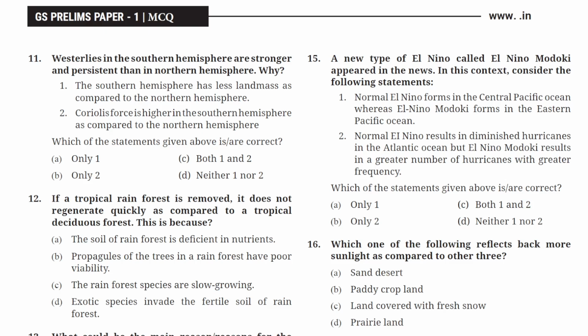The westerlies in the southern hemisphere are stronger and more persistent because they mostly blow over open sea rather than land. So the presence of more landmass is the answer here. So question number 11 answer is only one, A. The southern hemisphere has less landmass as compared to the northern hemisphere.